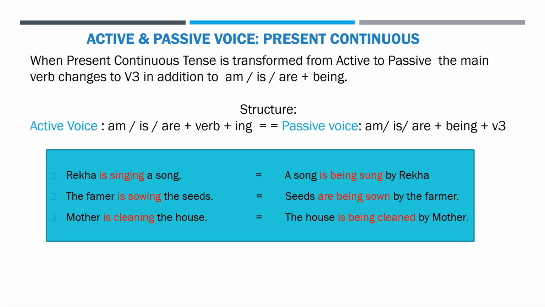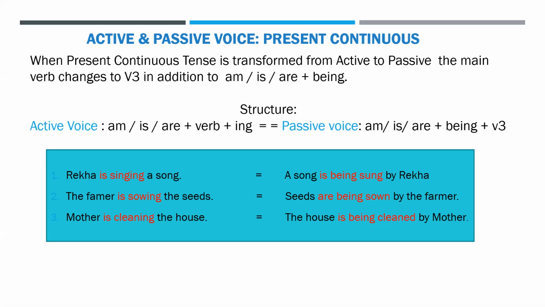When you transform, what will happen? The object will become your subject, that is a song. You will begin your sentence with a song. And you remember which is the base form of singing? Sing. So that will change to V3, sung, main verb. And before that, because it is in the present continuous, and here a song is singular, it will take is, but here you have to add being, B-E-I-N-G. Wherever you have continuous, you will add being and then V3. So how did you transform it? A song is being sung by Rekha, right?